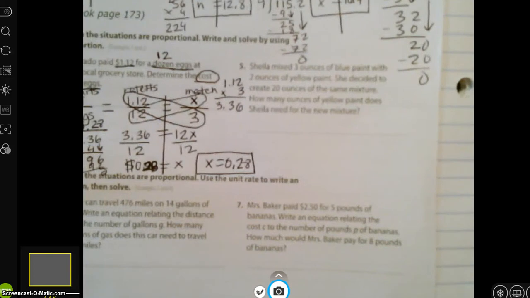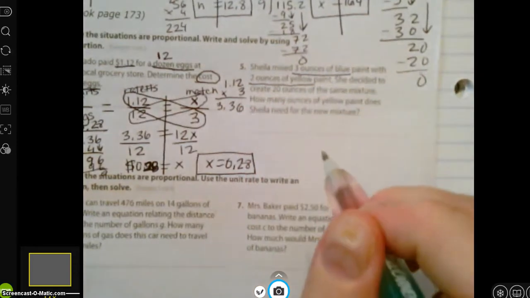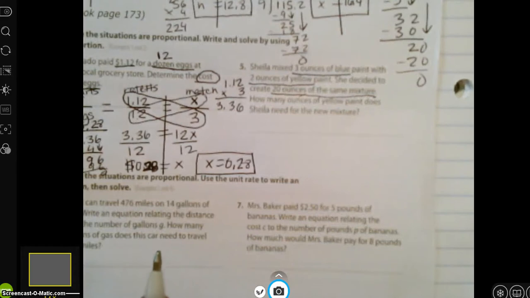Sheila mixed 3 ounces of blue paint with 2 ounces of yellow paint. So this is a ratio, a part-to-part ratio. 3 ounces blue, 2 ounces yellow. Looks like we're making it green, right? She decided to create 20 ounces of the same mixture. So this one's going to be a little more confusing.